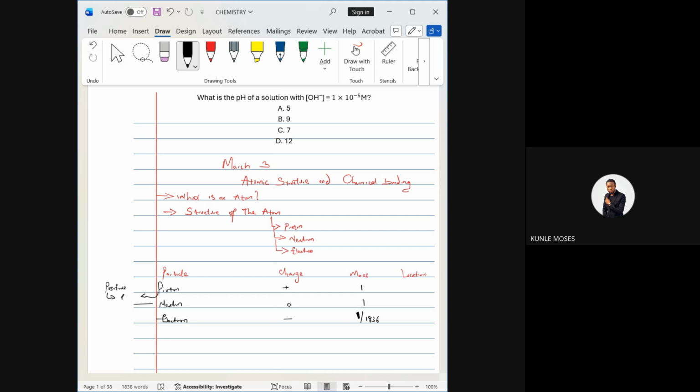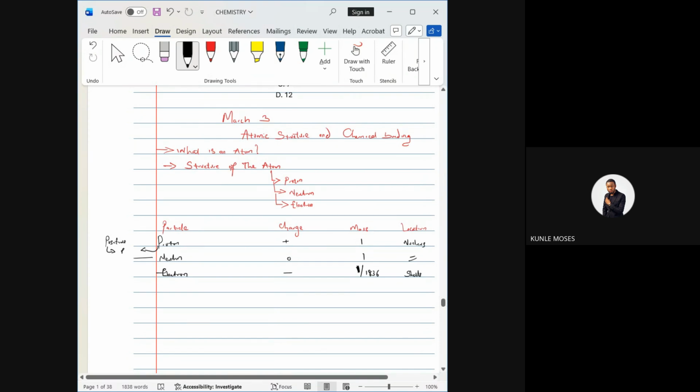So the location, both the proton and the neutron are located in the nucleus. They are inside the orbit, the shell. But the electrons revolve around the orbit, around the shell, right? So they are located around the shells. So that's the charge, mass and location of the three particles: the proton, the neutron, and the electron.